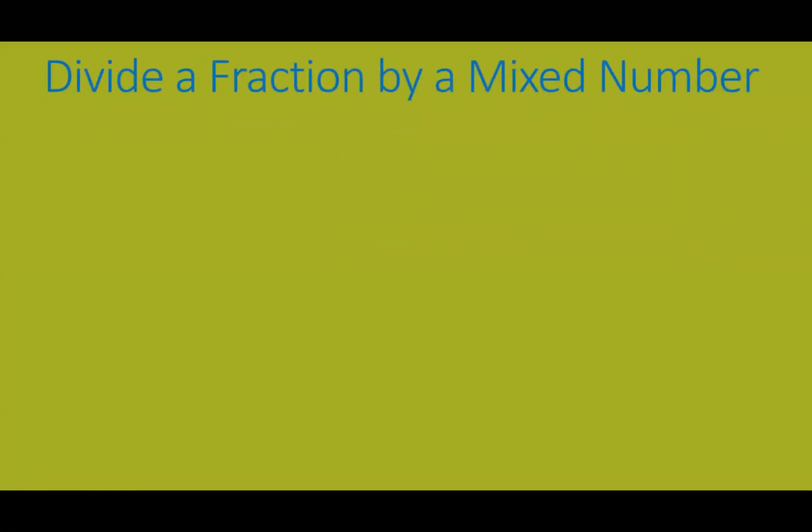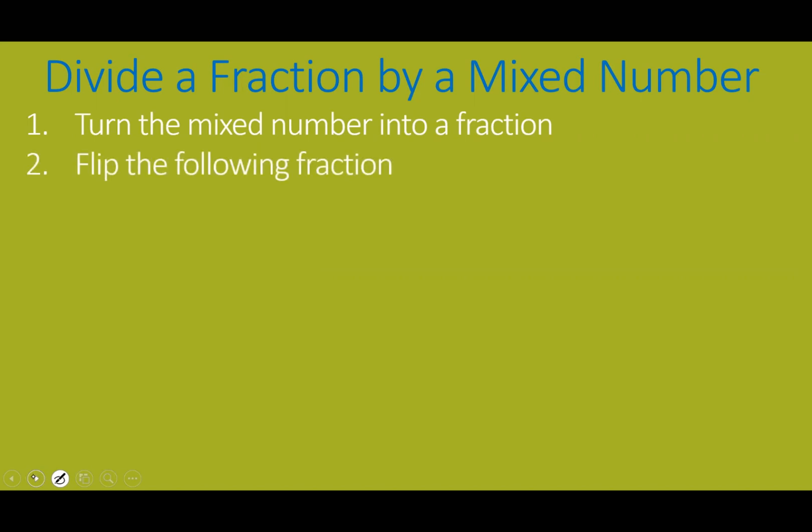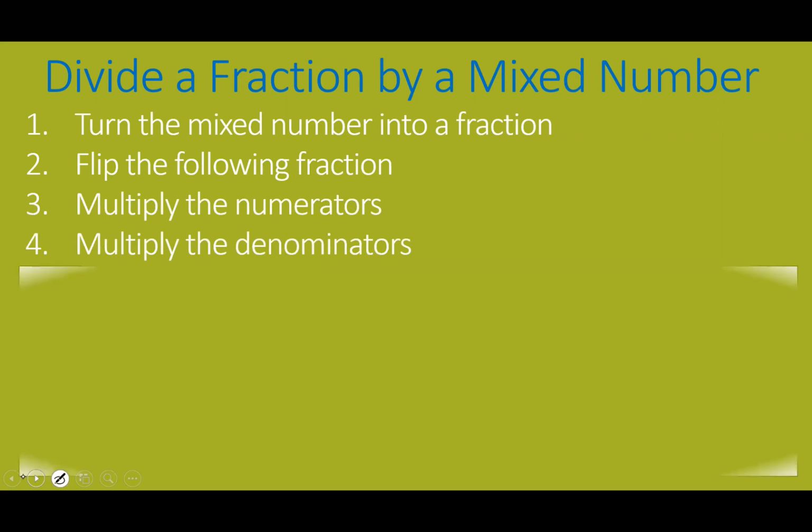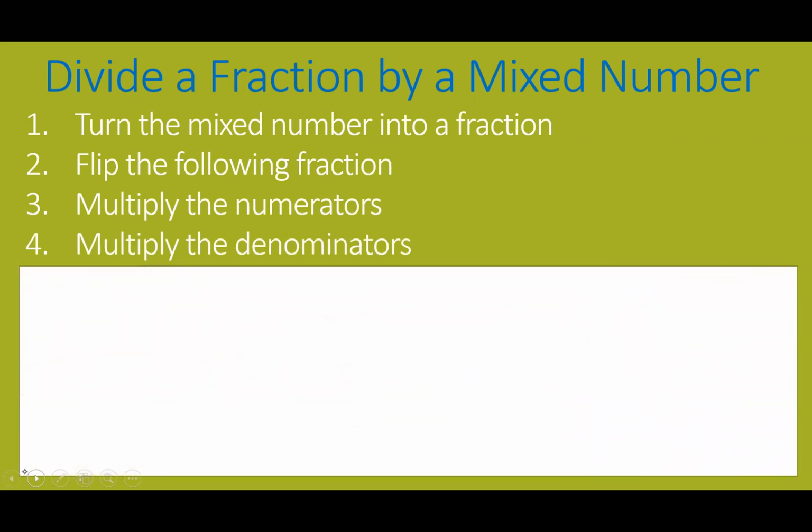Okay, now we're going to divide a fraction by a mixed number. Step 1, turn the mixed number into a fraction. Flip the following fraction, multiply the numerators, multiply the denominators. So it's basically the same thing as we've been doing, but this time we're turning a mixed number into a fraction instead of a whole number into a fraction.